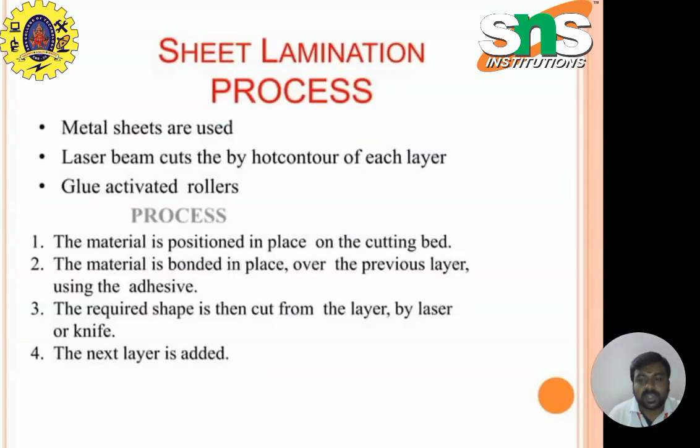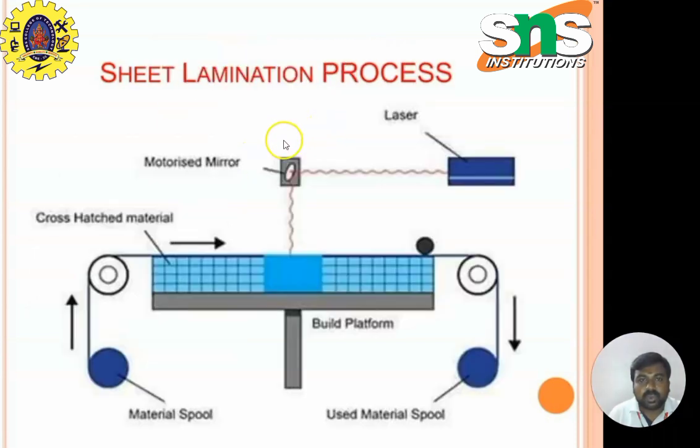Then the sheet lamination process is also called laminated object manufacturing. Here metal sheets are used as a raw material. A laser beam cuts the hot contour of each layer, with glue activated rollers. In the process, the material is positioned in place on the cutting bed. The material is bonded in place over the previous layer using an adhesive material. The required shape is then cut from the layer by laser or knife. The next layer is added. So in this way, the final product is produced.